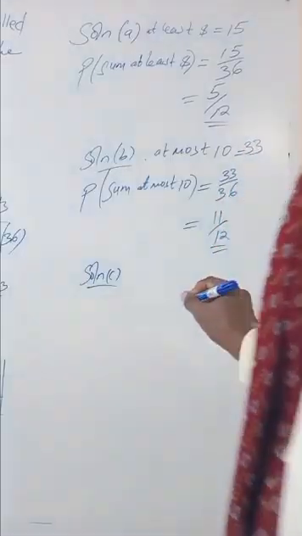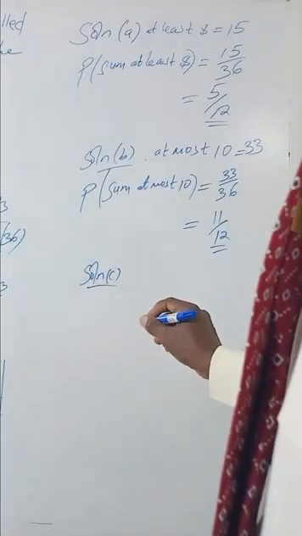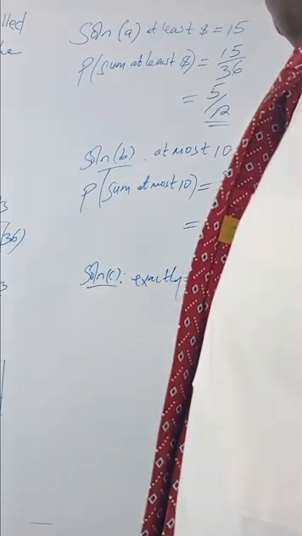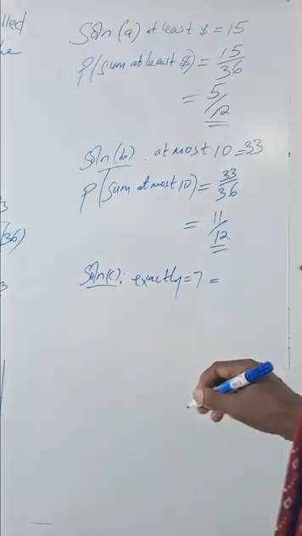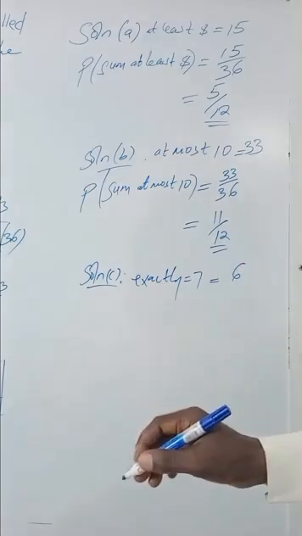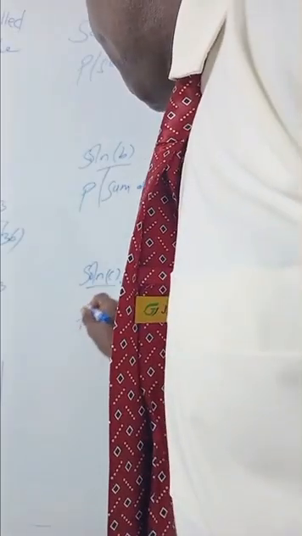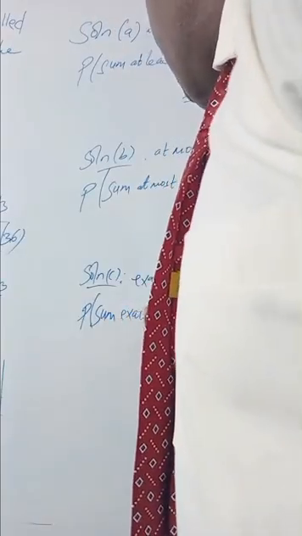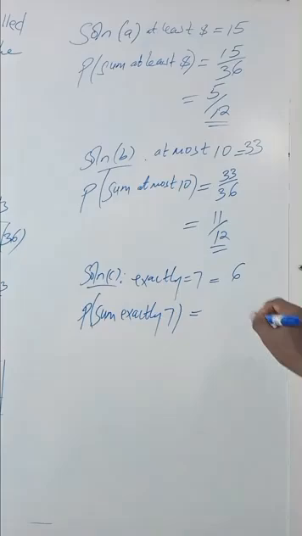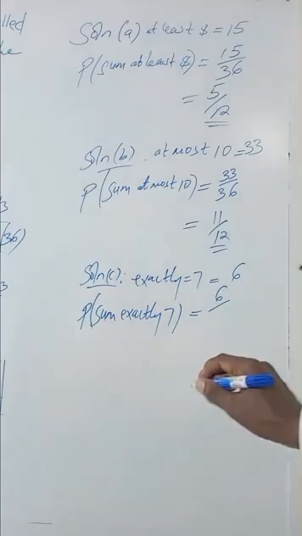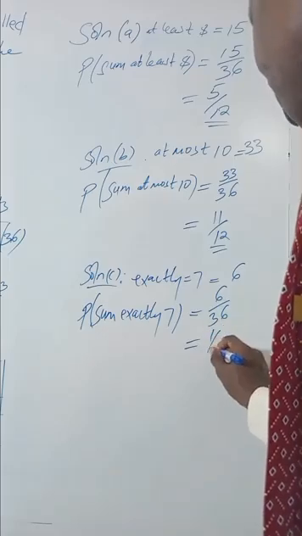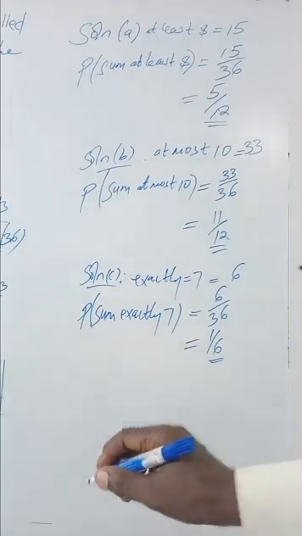What about solution C now? What does solution C say? Exactly 7. Exactly 7 has got 6 events. Therefore, the probability of getting a sum of exactly 7 equals the number of events, which is 6, divided by the number in the sample space, which is 36. Dividing by 6, we get 1 over 6.